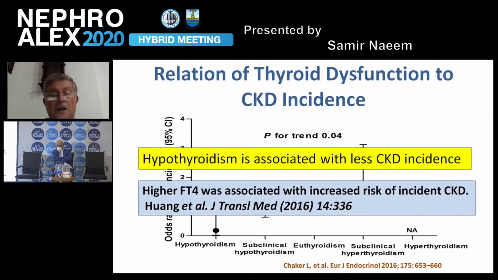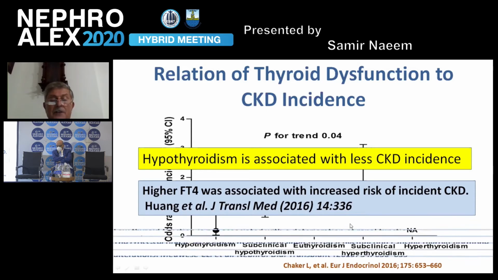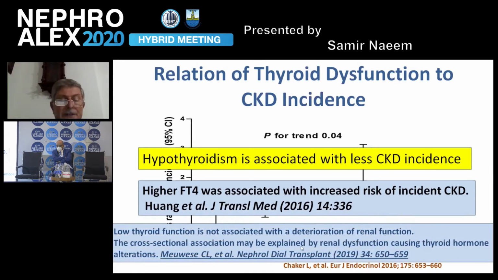And another trial from Tennessee, USA, on almost 5,100 patients and 500,000 patients, they did show high FT4 is associated with increased risk. Another paper on 113,000 patients did show that low thyroid function is not associated with the traditional renal function. So it seems that this relation is very interesting. Hypothyroidism rather protects the kidney from further deterioration, while high FT4 is bad.